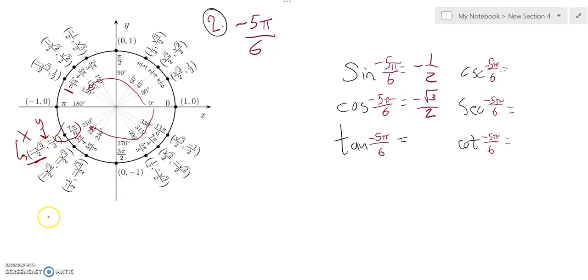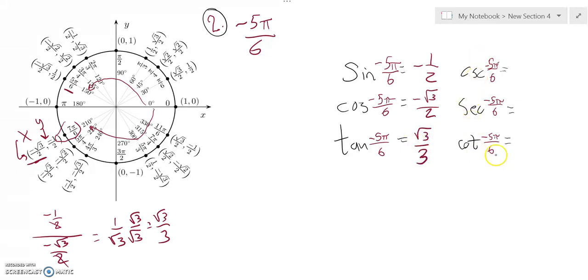Tangent is y over x, so it's the y value over the x value. Remember, it's slope. The 1 halves divide out. Negative by negative is positive, so I have 1 over root 3. I know I can't leave the radical in the denominator, so I'll multiply by this version of 1. Positive root 3 over 3. Great.